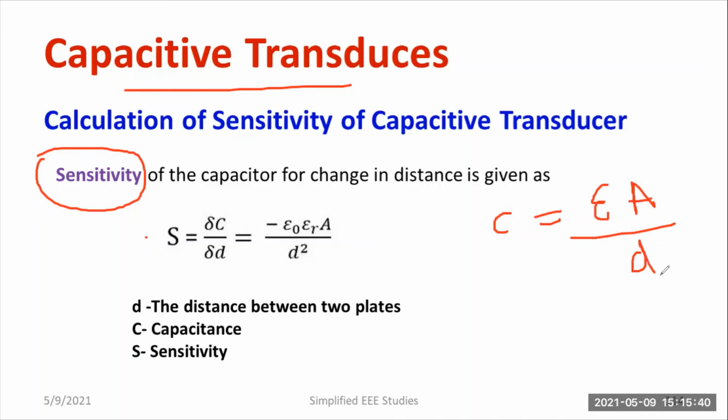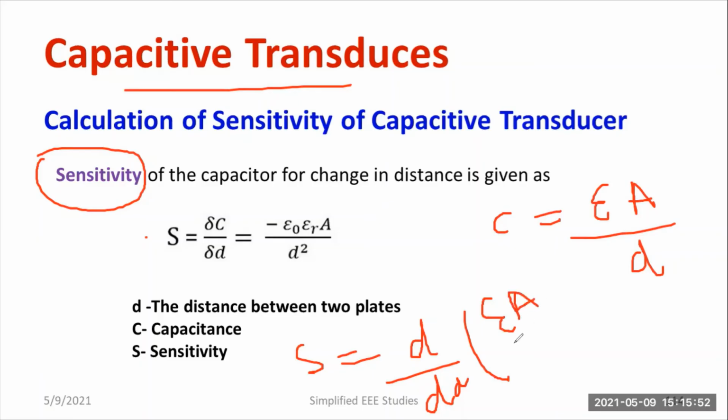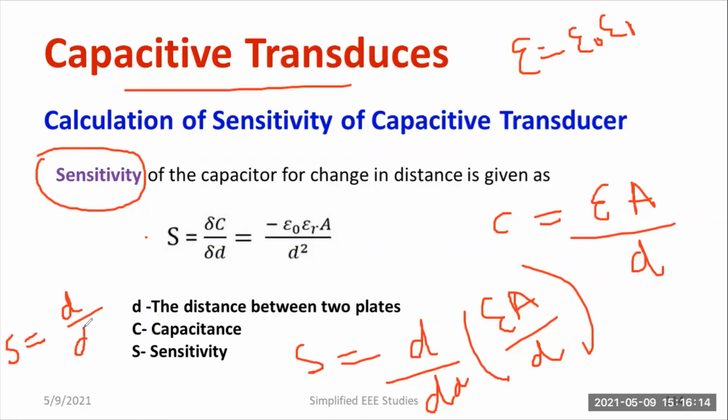So what you can do is take the differentiation. In order to calculate S, you have to do the differentiation, that means d by dD of epsilon A by D. If you do the differentiation, epsilon is constant, A is also constant. If you want, you can elaborate: epsilon is equal to epsilon 0 and epsilon R. So how can I write? S is equal to d by dD, or else delta, both are okay.